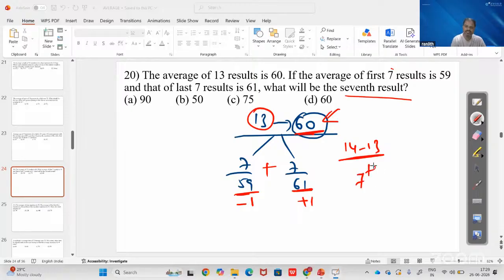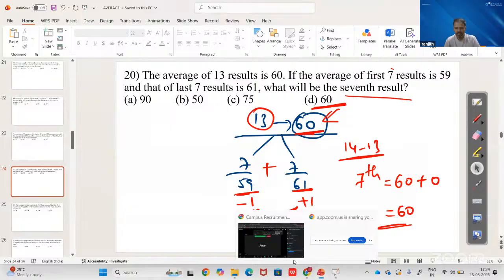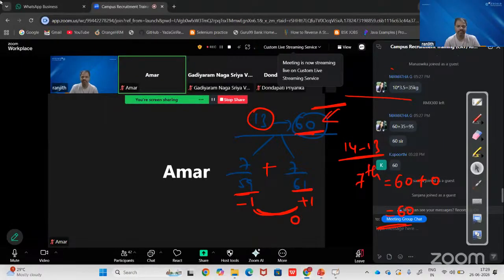The seventh result. The seventh one's value will also be 60 only. 60 plus, so we need to take the difference of these two. What is the difference of these two? 0. 60 plus 0 equal to 60. Then the seventh result equal to 60 will be the answer. So the answer is 60.